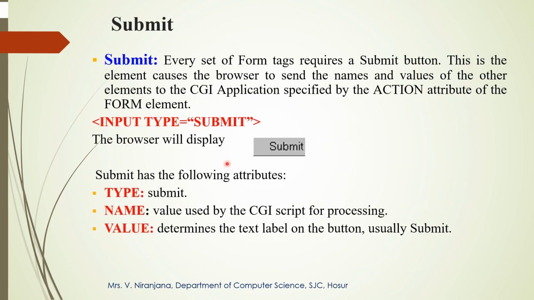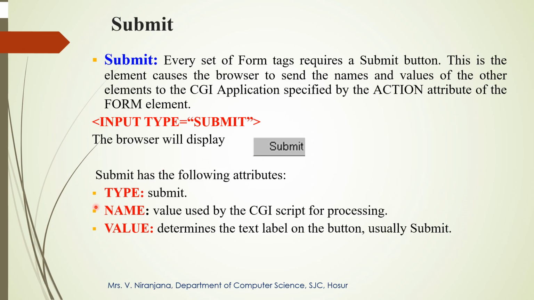Then the next type of element is the submit. So input type equal to submit. Every form should contain a submit button. This is the element which causes the browser to send the names and values of other elements to the CGI application. So whenever you click on the submit button, the data you submitted will be sent to the server side for scripting and analyzing.